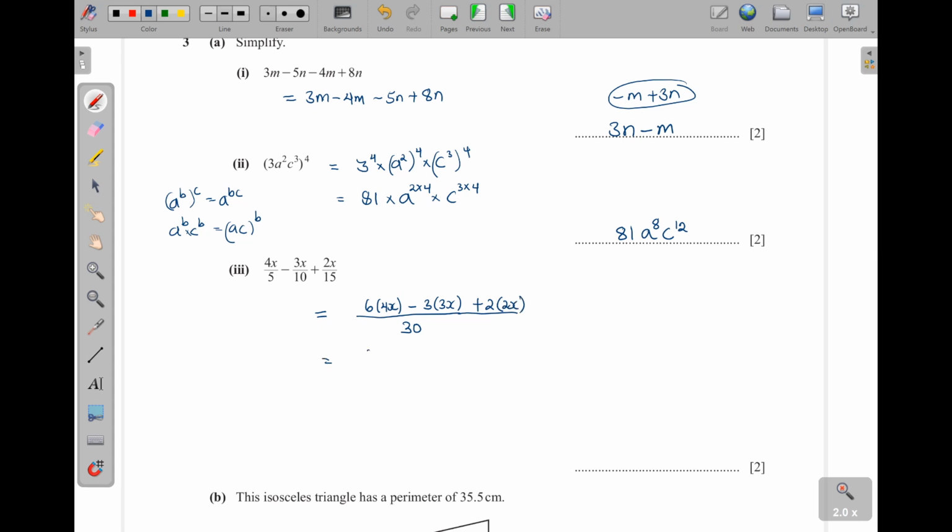So here we shall have 24x minus 9x, then plus 4x. This one will be over 30. And then 24 plus 4, we shall get 28. Now 28 minus 9, this one will give us 19x, then out of 30.